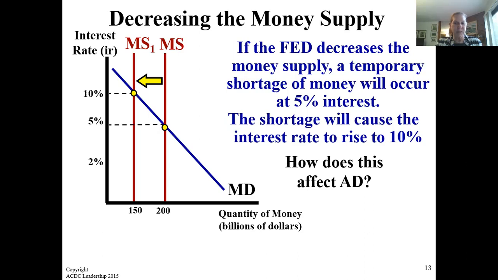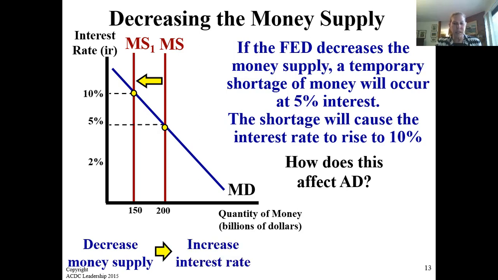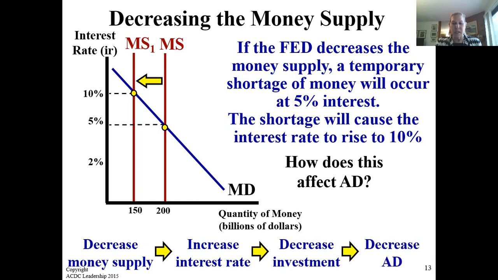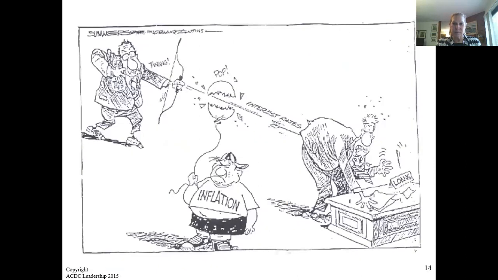How does this affect aggregate demand? Again, you have a flow chart down below. So a decrease in money supply yields an increase in the interest rates, yielding a decrease in investment, yielding a decrease in aggregate demand. So again, take a screenshot of this diagram, take a look at it, and memorize what the chain reaction of events is.